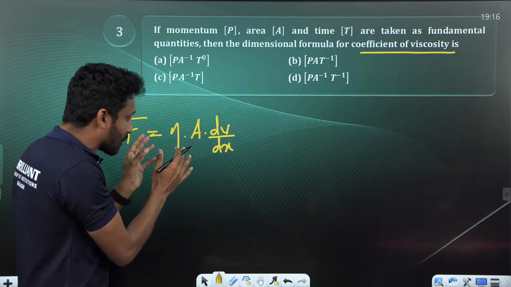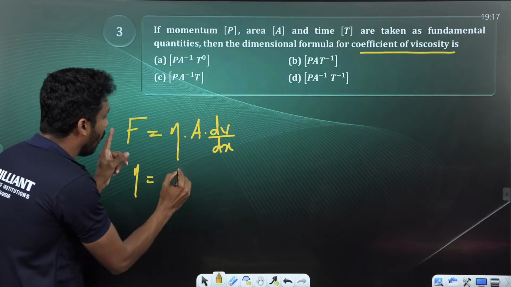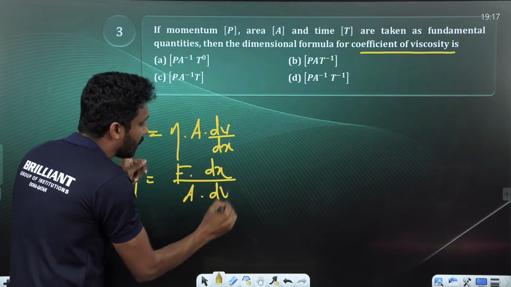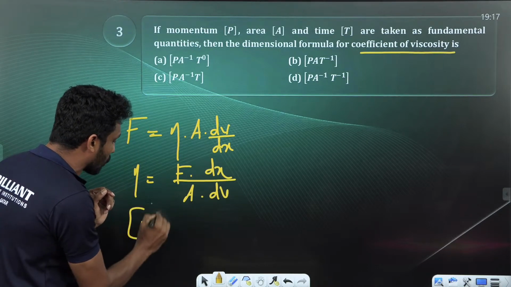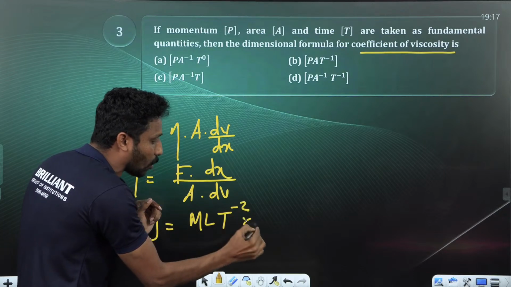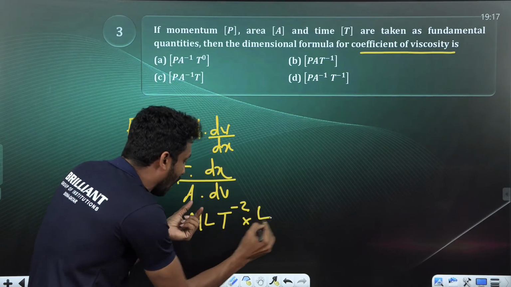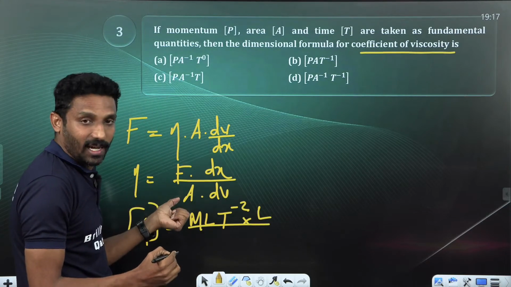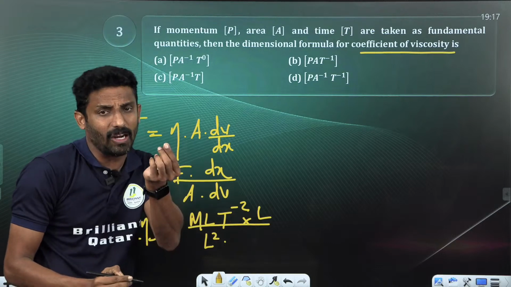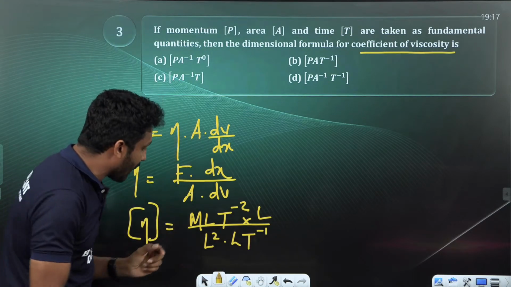Clear? From this expression, we can have the dimension of viscosity. Viscosity is equal to force into dx divided by A into dV, isn't it? Then what is the dimension of viscosity? That of force means M L T power minus 2. Then that of distance, dx is distance, so it is L, divided by that of area, which is L square. Then that of dV, change in velocity, will be L T power minus 1. Clear? We can cancel this.